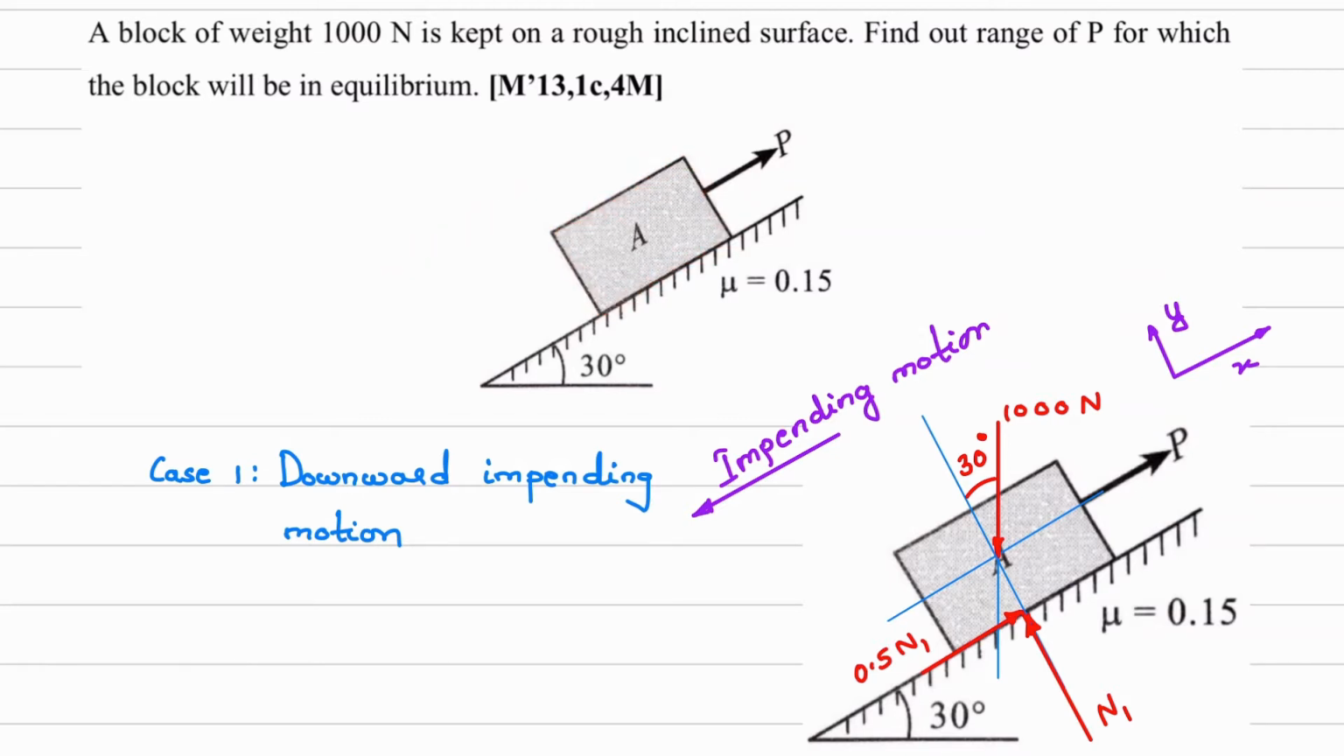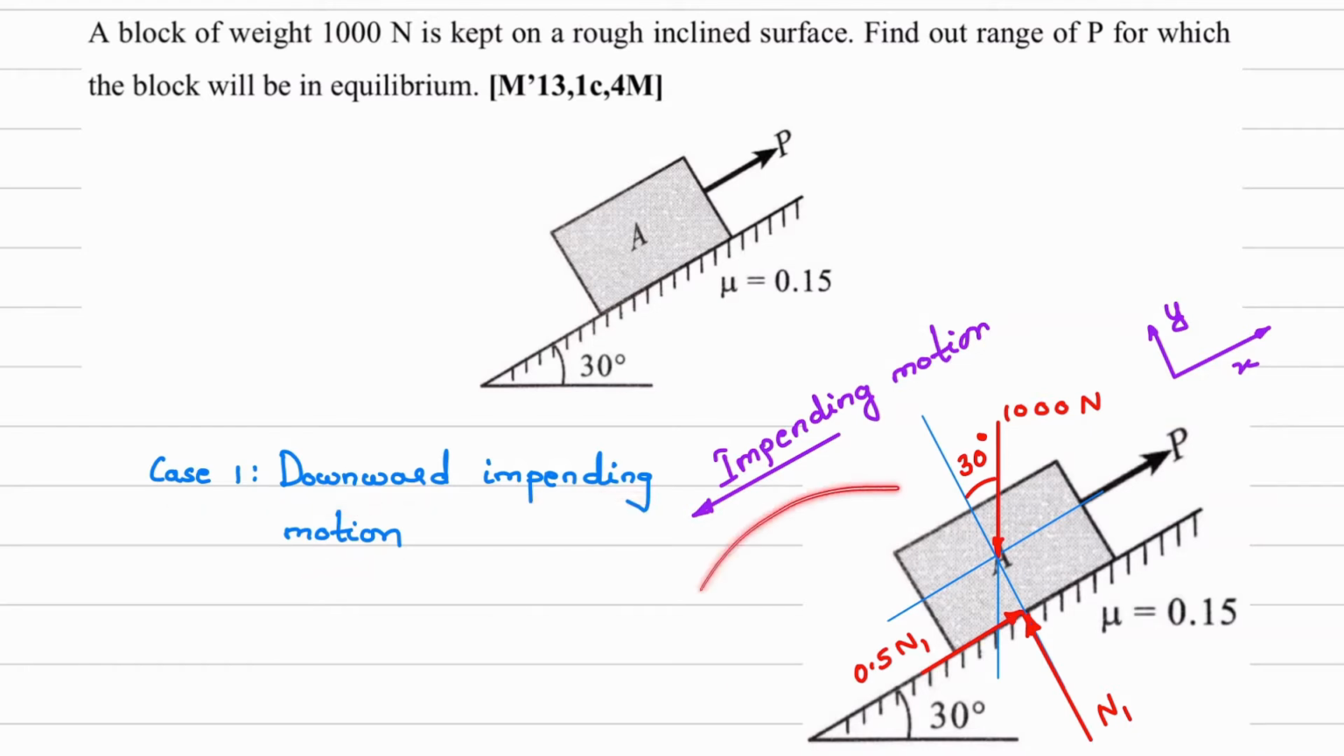In the second case, this P force is just enough to impend the block in upward direction. So the block can either move in downward direction or upward direction. So what is the range of P that we have to calculate? We will first consider case 1, downward impending motion.